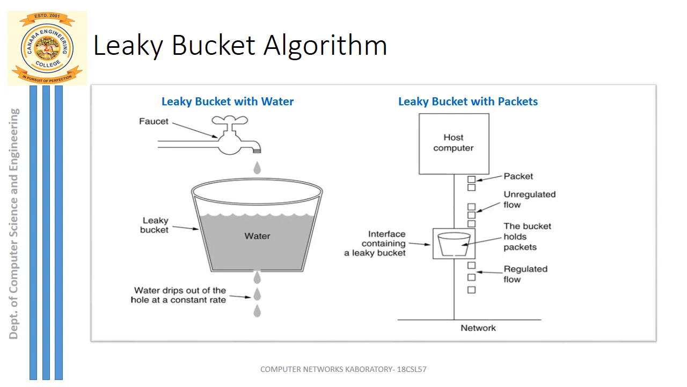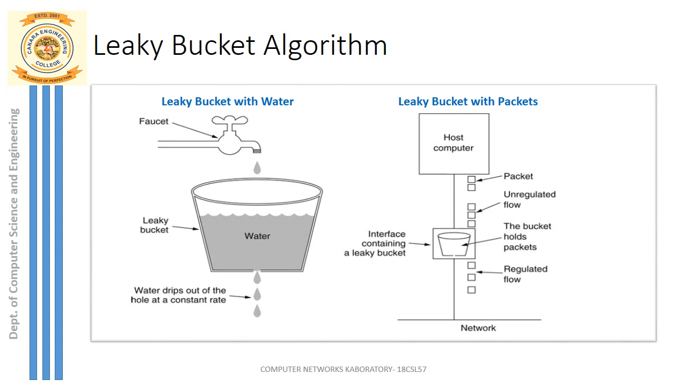In order to understand the leaky bucket algorithm, we correlate it with a leaky bucket with water, where we get incoming water from the faucet or tap, and we have a bucket with a leakage at the bottom. Water drips out of the hole at a constant rate, while the water gets into the bucket at an unregulated flow. Because of the hole at the bottom of the bucket, we get a constant rate of water out of the bucket.